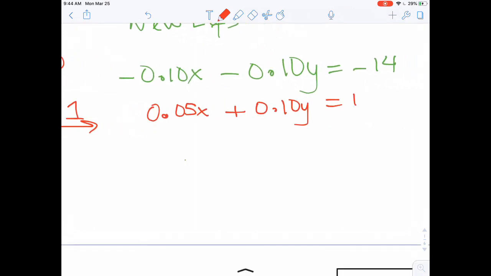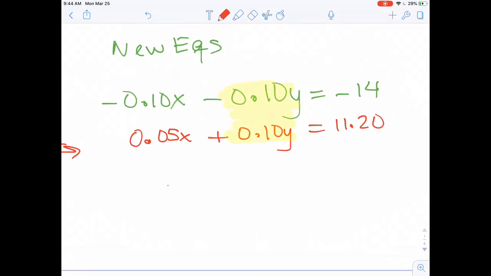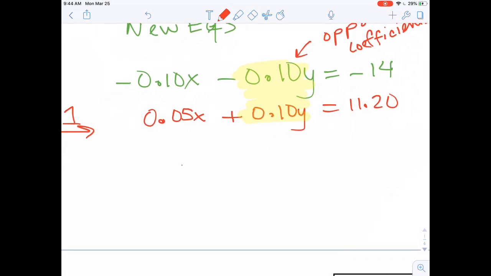And this you have 11.20. And now you see you created your opposites here. Opposite coefficient, that's what you wanted. See, opposite coefficient, remember, coefficient. I'm missing an E here. Sorry, coefficient. So now we're going to add the equations.